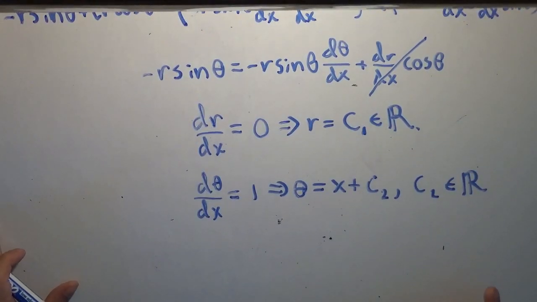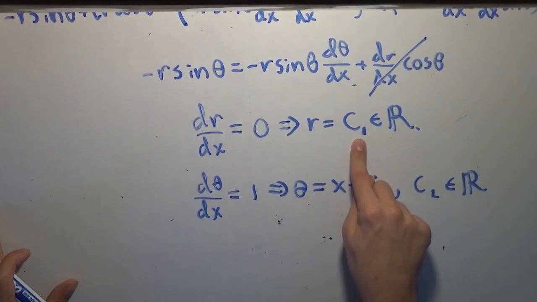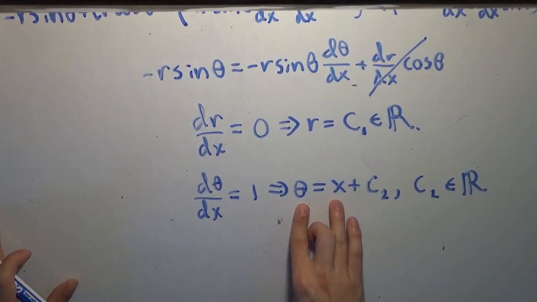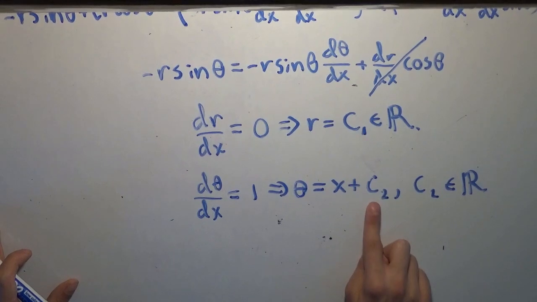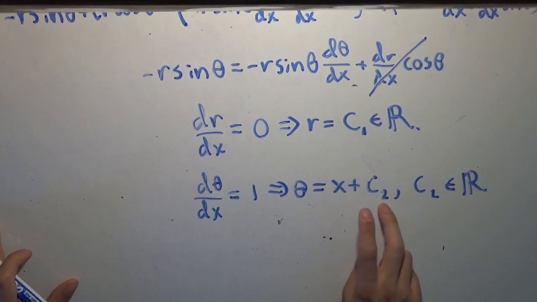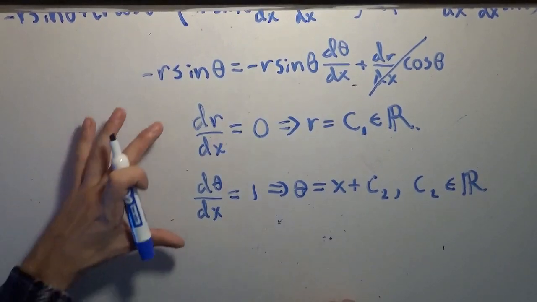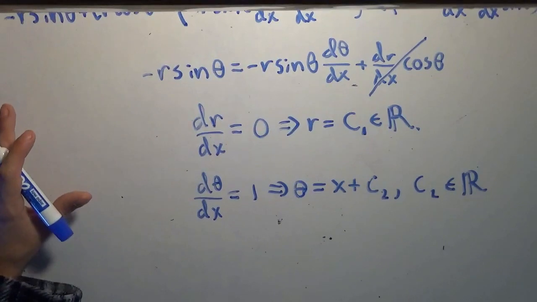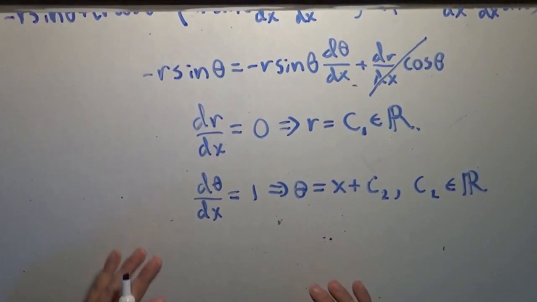Now, what did we want to prove? We wanted to prove that r was equal to 1. We somehow have to prove that c1 is equal to 1. And we want to prove that theta is equal to x. So we somehow have to prove that c2 is actually equal to 0. Right? Because then if this is equal to 0, it's just x plus 0, which is x. So we have these two very important facts that we have now. And I'm going to erase everything that we've just done and sort of close this little proof now.